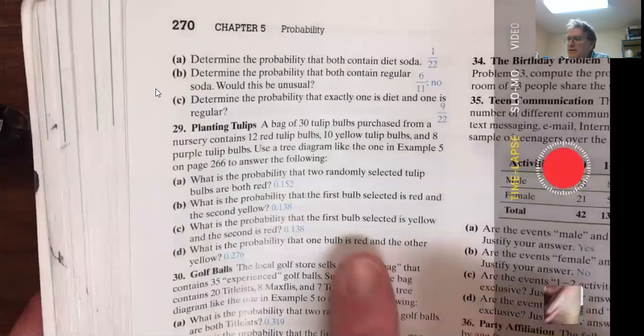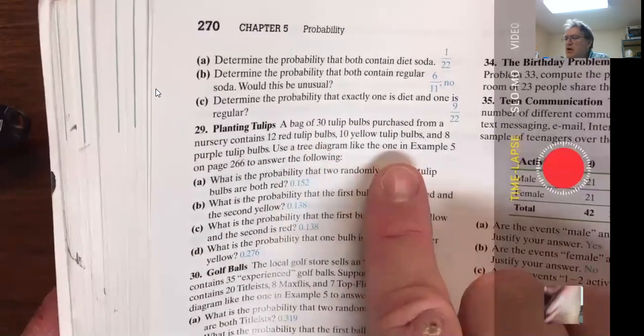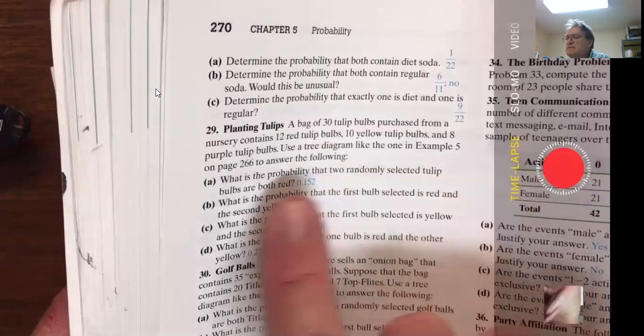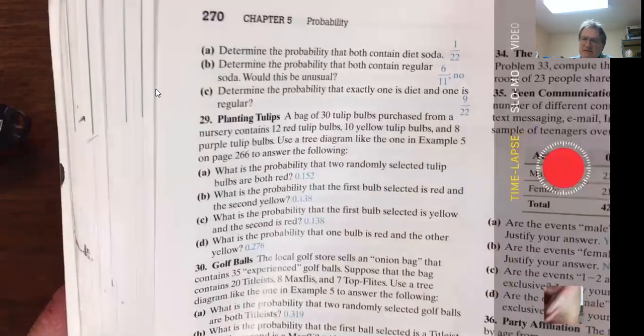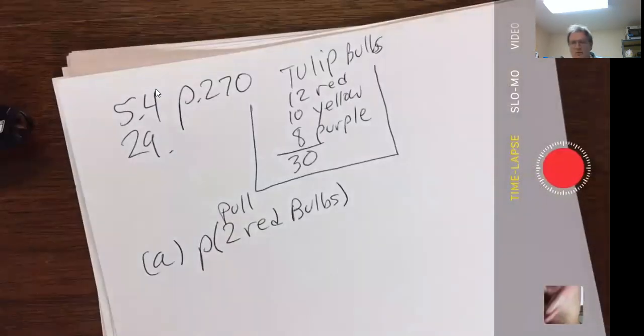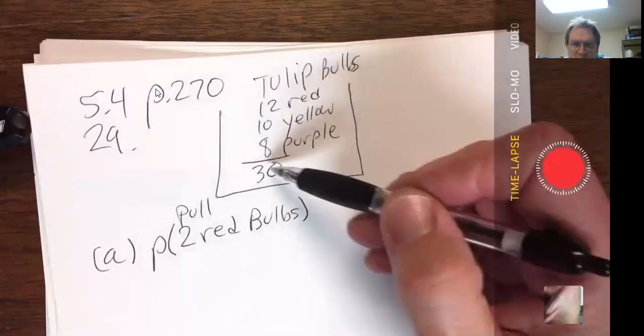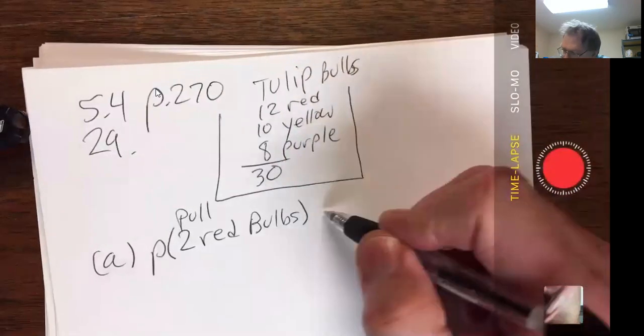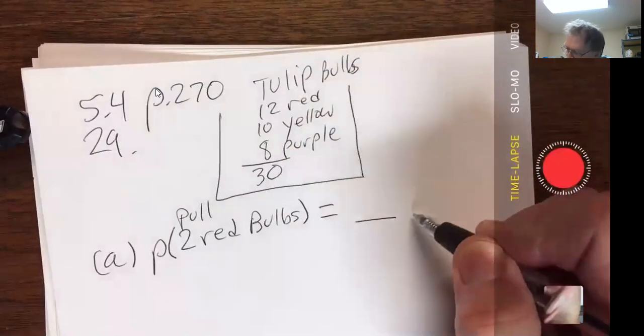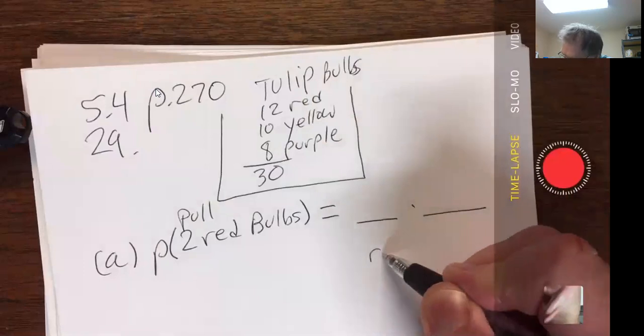Here's the bag of the 30 bulbs. Here's what each color they are. Probability 2 randomly selected bulbs are both red. They haven't said a word about replacement, without replacement, but it is implied by the numbers. So in other words, we take 2 slots. You want them both red.